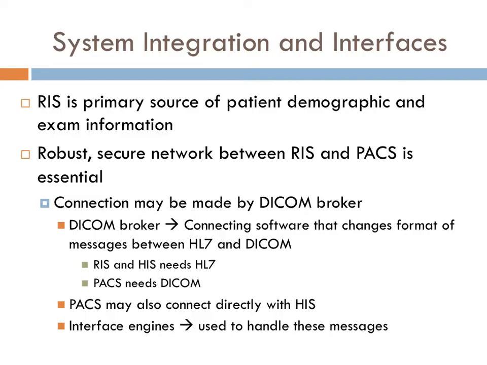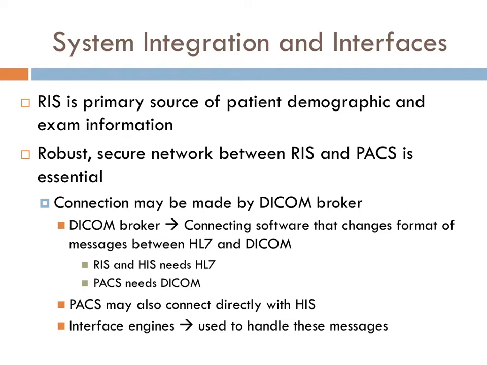We are going to begin this chapter by focusing on the testing of the communication interfaces between information systems and from these systems to the different modalities. RIS is the primary source of patient demographic and exam information, at least in most PACS implementations. It is absolutely essential for the network between RIS and PACS to be robust and secure. A PACS will not work without it.